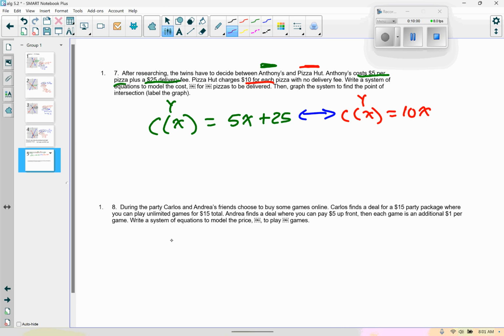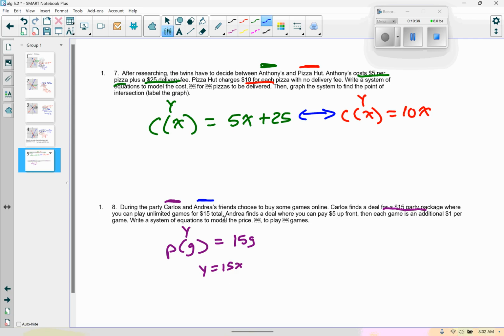All right, so let's do Carlos as purple, and we will do Andrea as blue. It says Carlos finds a deal for $15, and you can play unlimited games. So for Carlos, we're going to write P of g. Remember, that's the same thing as saying y. And then we're going to say this is just 15, which is the same thing as saying y equals 15. It's the same thing, so it makes it easier to graph.